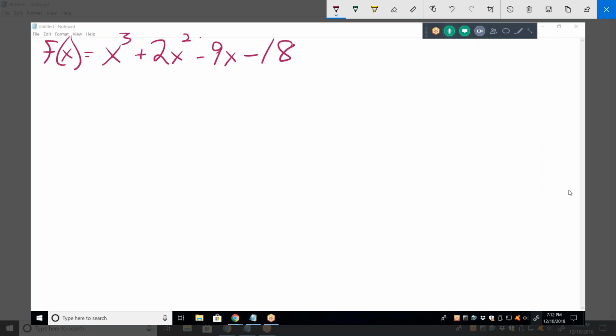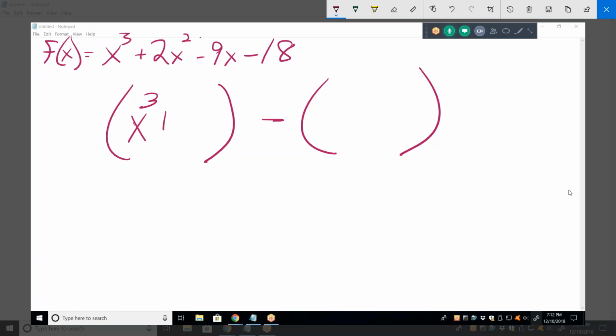Okay, so here's what I'm going to do. I'm going to put parentheses around the first two terms, and I'm going to put parentheses around the second two terms. I want you to tell me what goes in both of those. So first, it would be x. What goes in the second set of parentheses?